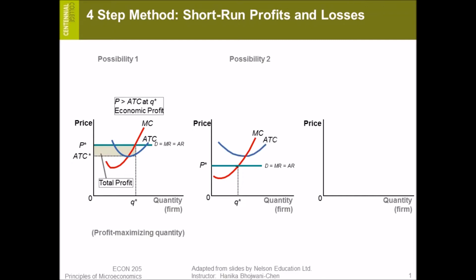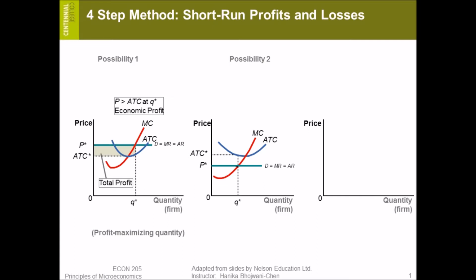At Q star, we go straight up to the average total cost curve and then left to the vertical axis to find the average total cost for the optimal level of output Q star. Then we use the formula: total cost is equal to average total cost multiplied by output, ATC multiplied by Q, is equal to total cost.